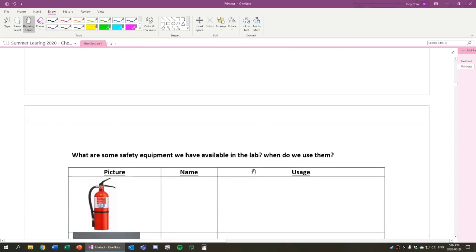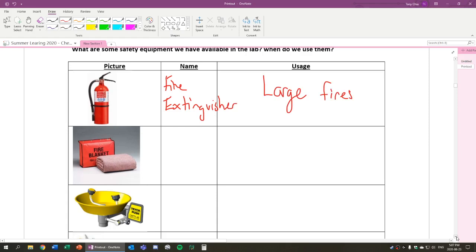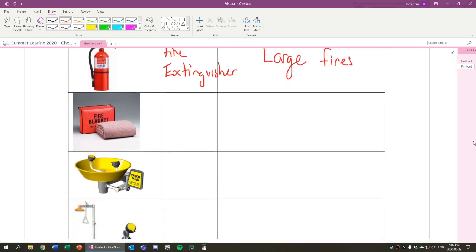Now, we also have safety equipment that is available in labs. The first one, of course, we know what it is. It's the fire extinguisher. And these are for large fires. Now, you must be trained to use a fire extinguisher. But if you're not trained and the fire is smaller, you could use what we call a fire blanket. And these are for smaller fires, like ones on lab benches.